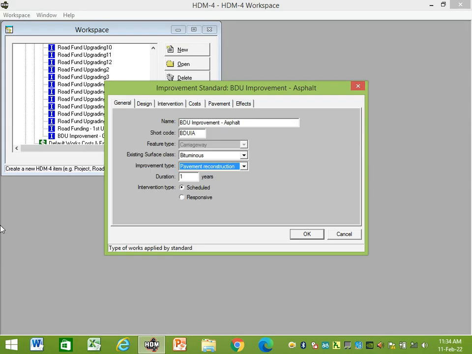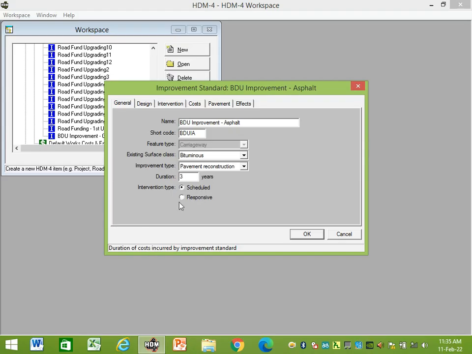So partial reconstruction, no, pavement reconstruction, like rehabilitation, it will take us 3 years. So it will be given to different contractors all over the country and will be completed in 3 years. It is scheduled, a certain number of kilometers per year. Responsive is especially for maintenance: at every roughness stage, it will be maintained. That's what responsive means. But in this case, it is scheduled.